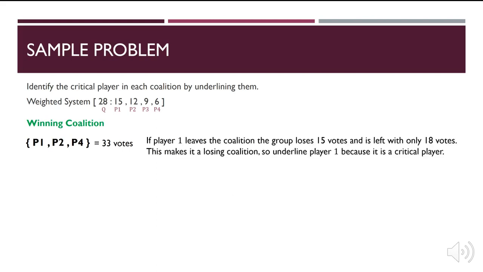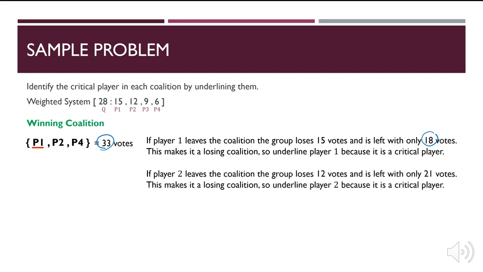If player 1 walks away, they take 15 votes, and 15 votes taken away from 33 leaves us with 18. That's not enough. If player 1 leaves, it changes the team from winning to losing. That's what we define critical as, and that's how come we underline player 1.